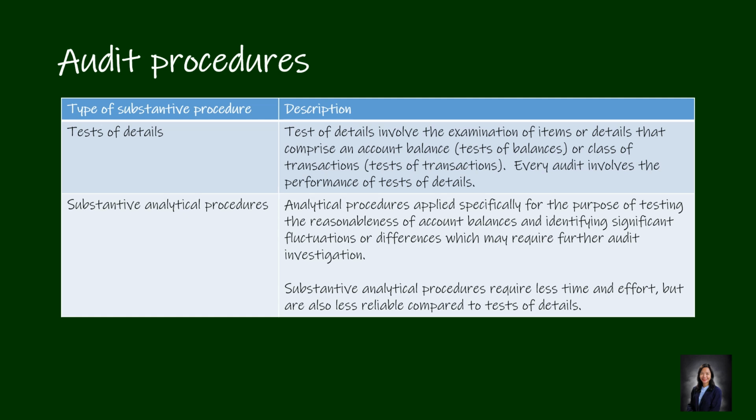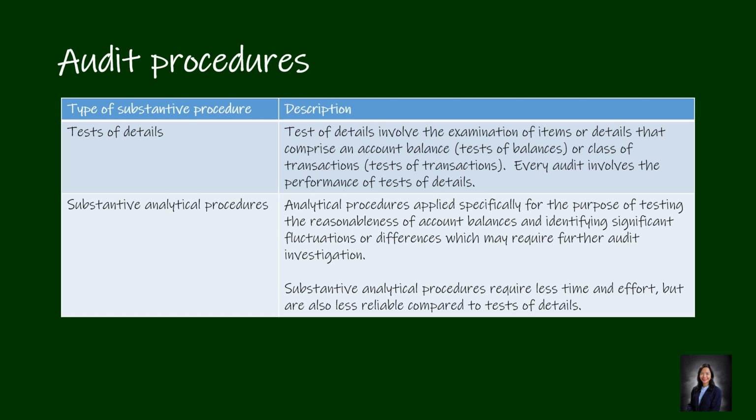Substantive analytical procedures require less time and effort, but are also less reliable as compared to test of details. So if we're going to make our notes, if you are making your notes right now, then the types of audit procedures would have been RAP and FAP. And under FAP, you will have TOC and substantive tests. Between RAP and FAP, we already know that RAP is required. Let's now take a look at FAP, and you have TOC versus substantive test. Between the two, we know only substantive tests are required.